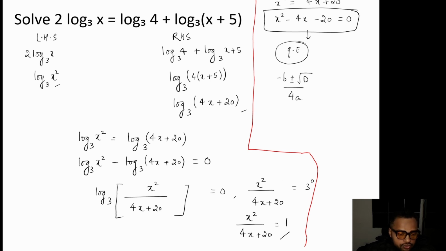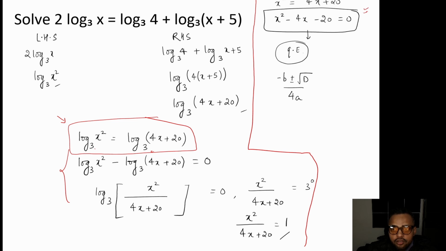Majority of the students, I'll tell you what they will do, here they get stuck and they make a mistake. So I'm highlighting the mistake here, students. They will see that the bases are the same here, so they directly make the arguments equal. So x square will be equal to 4x plus 20. After doing the calculation, we are getting the same thing. I'm not denying it, but don't do this. Majority of students do this.